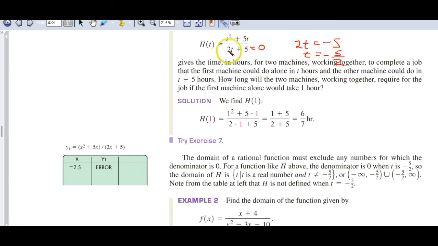So for this denominator, we would say t could be any real number, but t could not be a negative 5/2. And that's what they're saying here in set builder notation from the old days, and then to put it in interval notation from the old days as well. Let's continue.